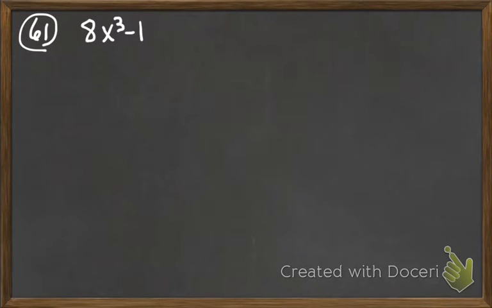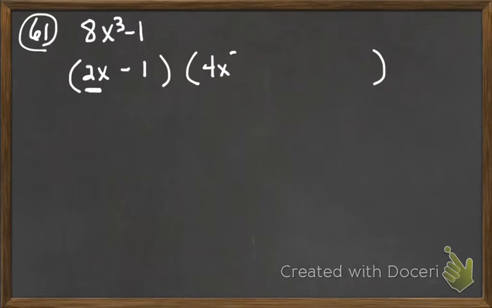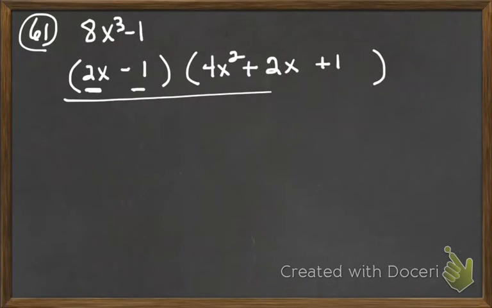61 is the difference of two perfect cubes. That's going to be a binomial times a trinomial. We're going to take the cube root of both. Cube root of 8x cubed is 2x. The cube root of negative 1 is negative 1. Then we take the first term in our binomial and we square it. 2x squared is 4x squared. We take our sign and we change it. We multiply 2x times 1 and get 2x. And we square the negative 1 and we get a positive 1.